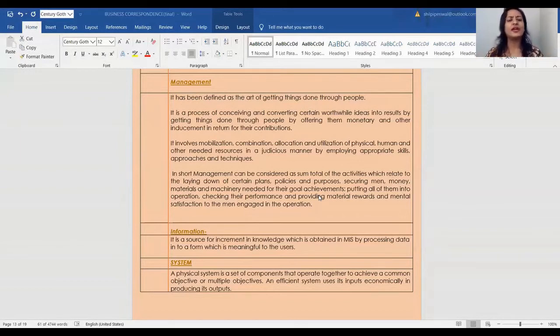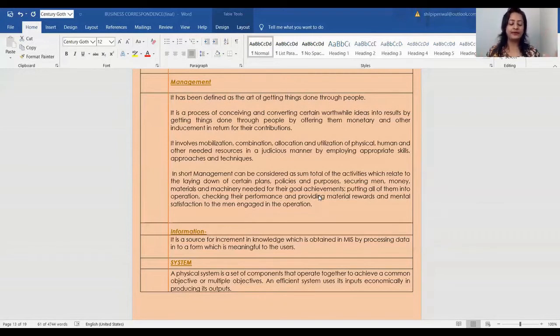Everyone works for a certain kind of material reward and mental satisfaction. After a certain limit, the material reward becomes just a number. Then the mental satisfaction is higher. But till you reach that level, material rewards do matter, right? So this is how the entire management functions.